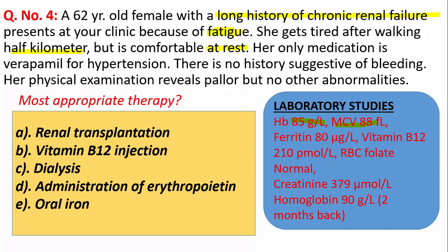In chronic renal failure, the endocrine function of the kidney is impaired and erythropoietin production is decreased. This often results in normocytic normochromic anemia. So it is normocytic normochromic because MCV is in the normal range. It is evident that this patient with HB of 85 gram per liter and MCV 88 picoliter has a normocytic anemia. In chronic renal failure, patients can also develop iron deficiency anemia with introduction of erythropoietin supplementation and dialysis.